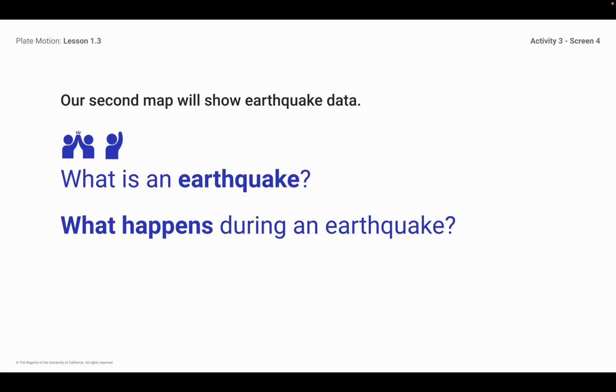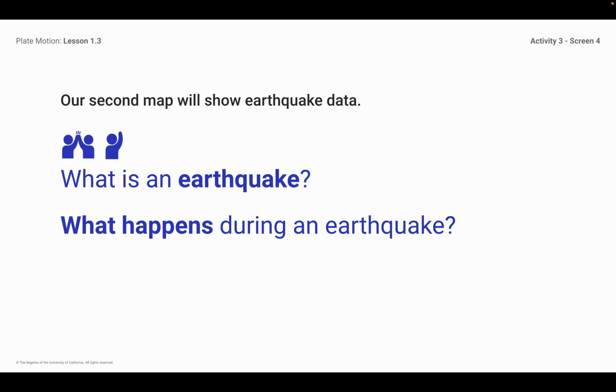Okay, so now we're going to take a look at a second map, and that's going to show our earthquake data. Before you do anything with that, I want you to think about what is an earthquake. What happens during an earthquake? So hopefully you're studying your vocab, and you may remember that the word earthquake is one of your vocabulary terms, and it's a sudden shaking of the ground, the sudden shaking of Earth. There are scientific reasons behind earthquakes. They don't just happen out of the blue.